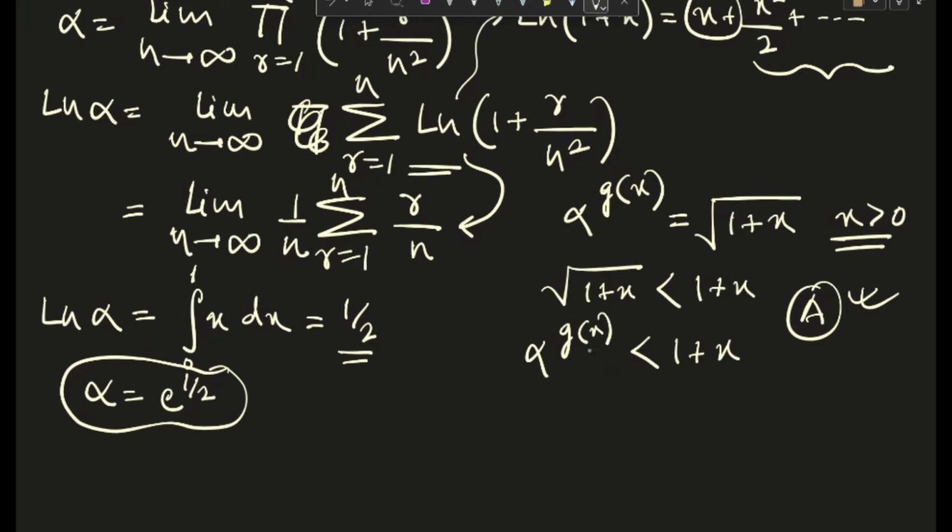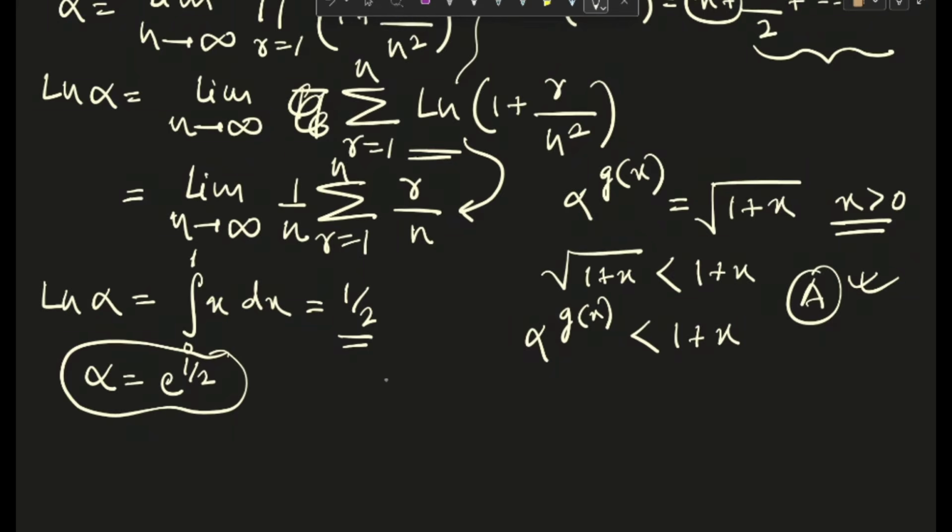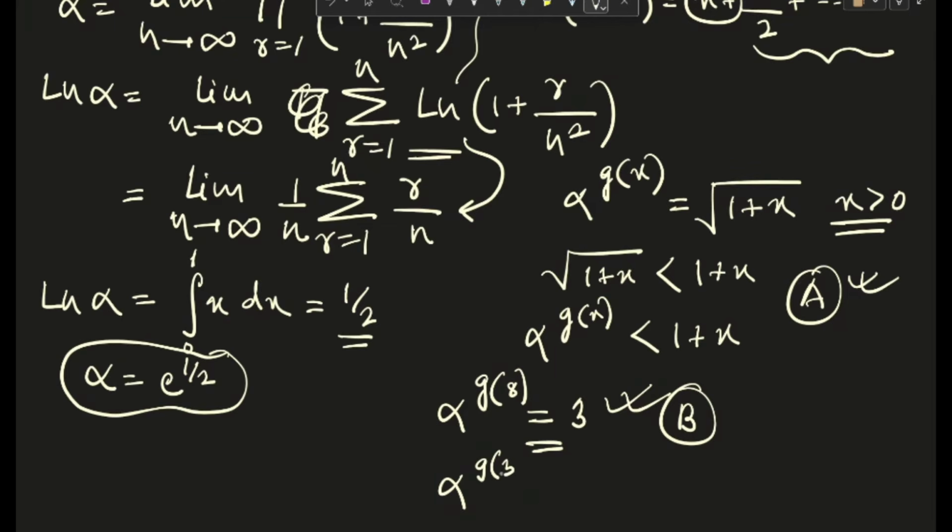And now we will go on to putting values. Let me see what values they have asked. In one it was given alpha power g(8) and in the other alpha power g(3). If we find alpha power g(8) first, it will be root of 8 plus 1, root 9, so 3. So option B will be correct. In place of alpha power g(3) we put root of 1 plus 3, which is root 4, so this comes out to be 2, but it was given as 4, so option C is wrong.